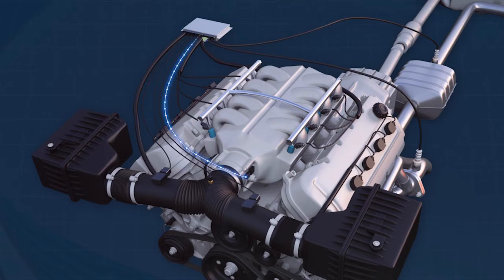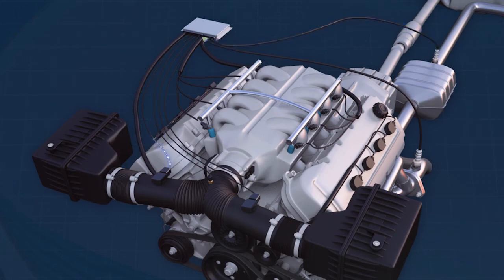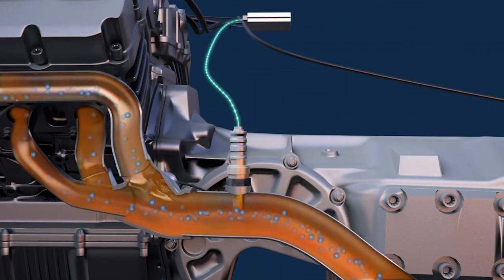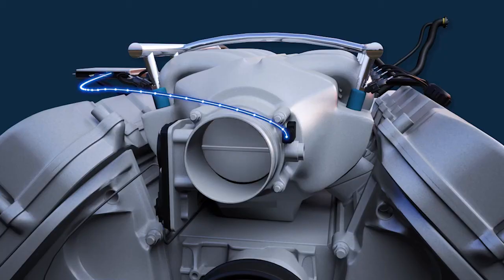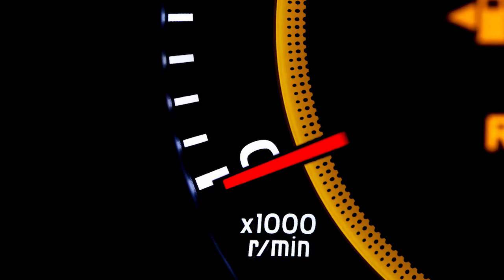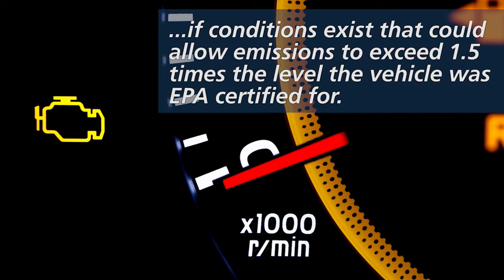A car's OBD2 system mainly consists of software designed into the vehicle's onboard computer that detects emission control system malfunctions as they occur by monitoring virtually every component and system that can cause increases in emissions. OBD2 diagnostic software monitors engine and emissions performance whenever your vehicle is operating and illuminates the check engine light if conditions exist that could allow emissions to exceed 1.5 times the level the vehicle was EPA certified for.